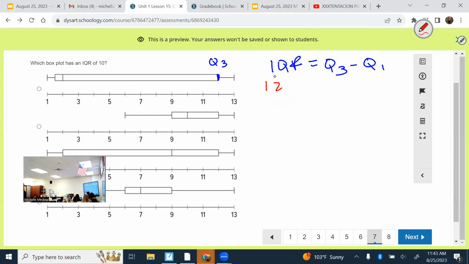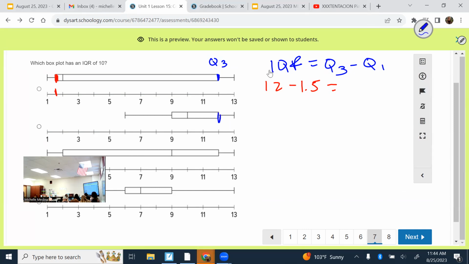And then my Q1 would be this other side of the box, not the median, but this side. That looks like it's about what number is that? About 1.5. All right, not quite 2, in the middle of 1 and 2. I know that's not going to equal 10. So then down here, on to the next one, Q3 minus Q1.